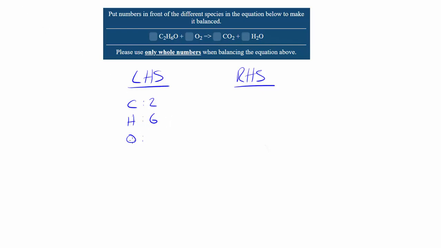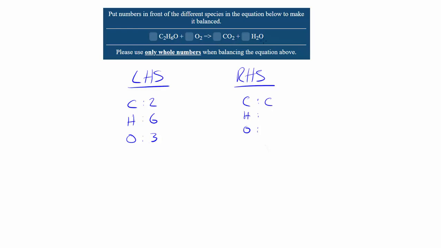So for oxygen, no, wait. I got a bit distracted with the comparison. So oxygen occurs, as I said, in both species. We've got it in the C₂H₆O, and in the O₂ as well. So it occurs 3 times, right? And on the right-hand side, if we do that, we can see it occurs in the CO₂ once.